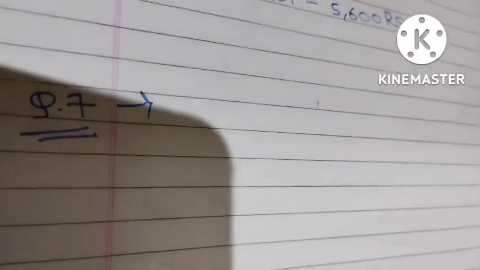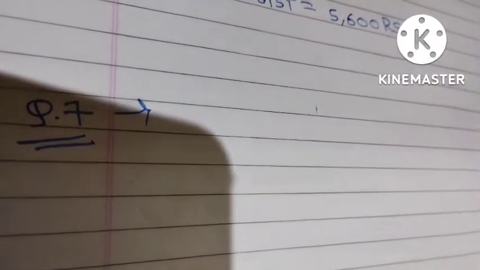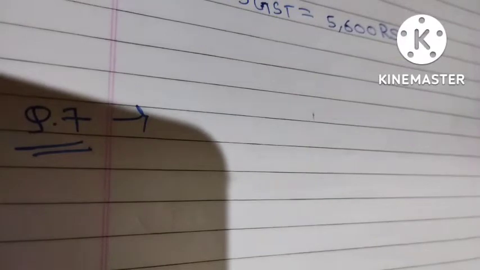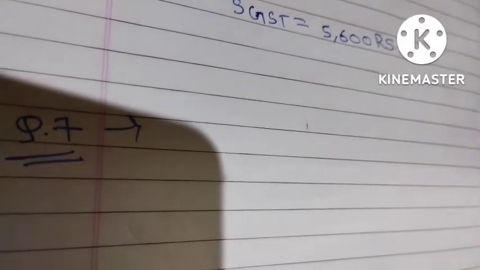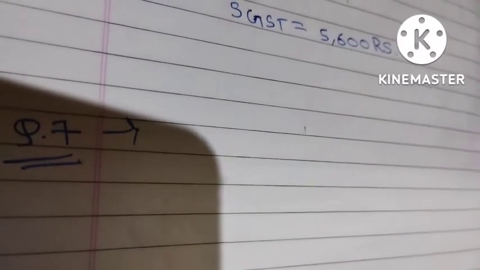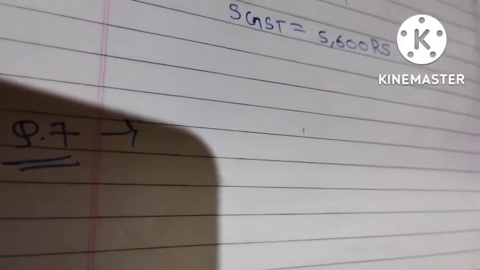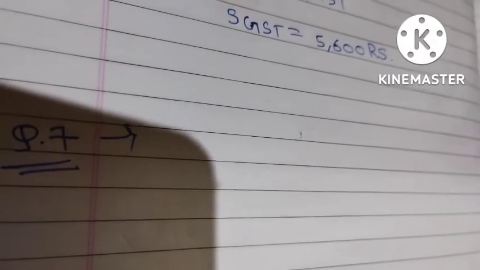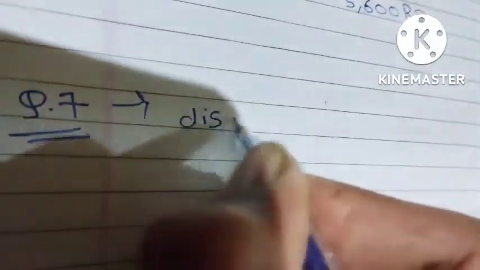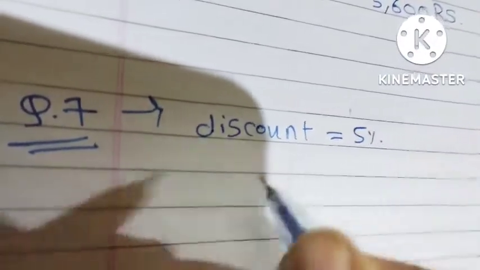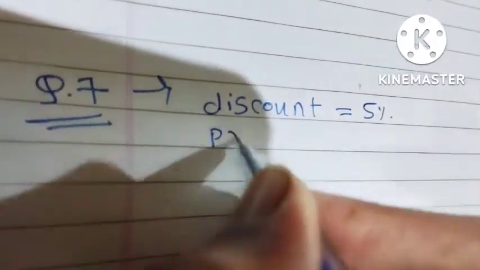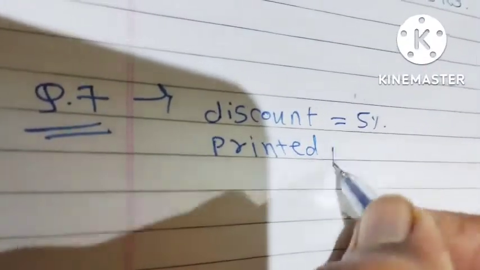Let's see question number 7. Prasad purchased a washing machine from Maharashtra Electronic Goods. A discount of 5% was given on the printed price of 40,000 rupees. The rate of GST charged was 28%. Find the purchase price of the washing machine. Also find the amount of CGST and SGST shown in the tax invoice. So in this question, the discount given was 5%.